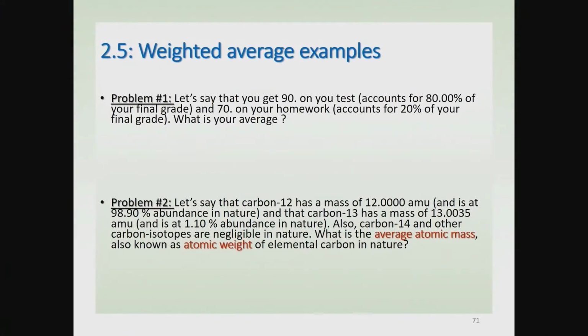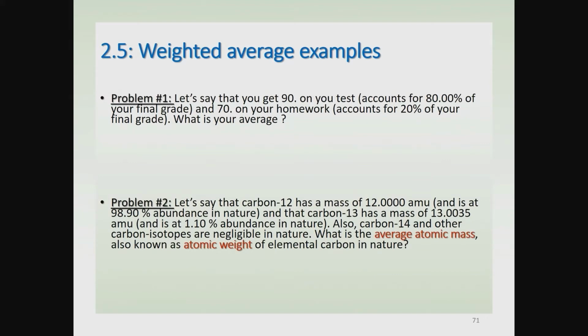So problem 1 is sort of a typical example of a weighted average problem. Let me read it out. It says, let's say that you have a 90 on your test. Now let's say your tests account for 80% of your total grade of the class. Now let's say you have 70 for your homework grade, and let's say that that accounts for 20% of your final grade in the class. What is going to be your average grade for the class?